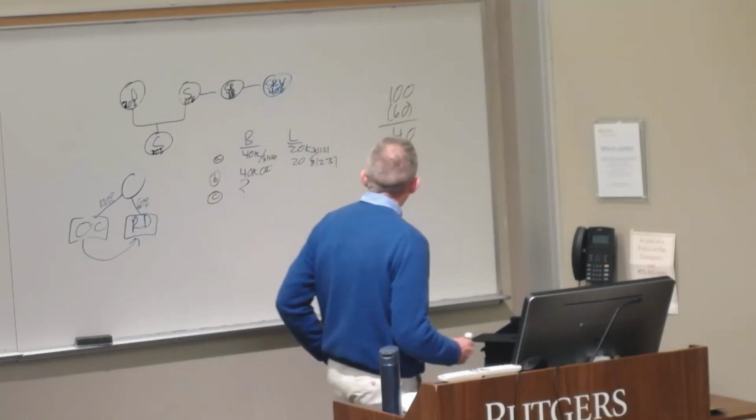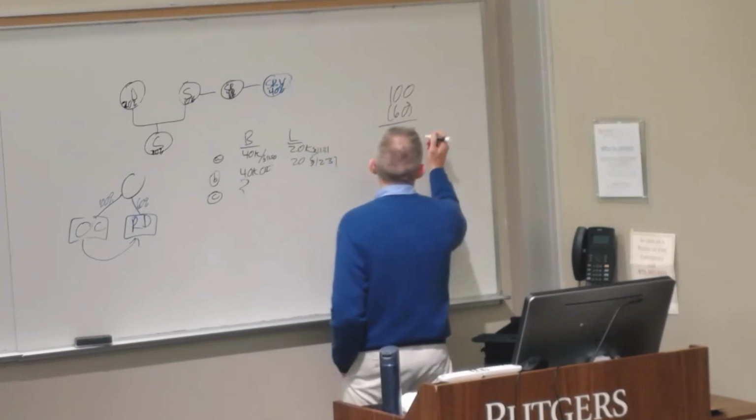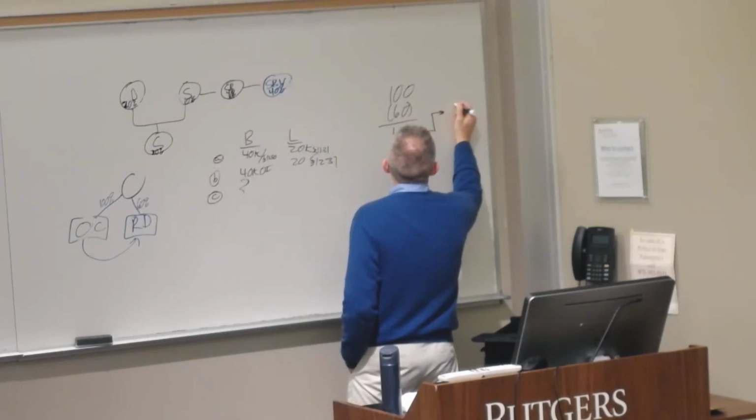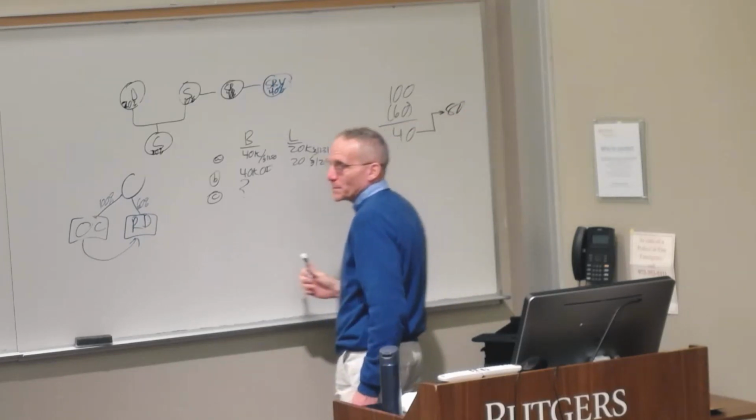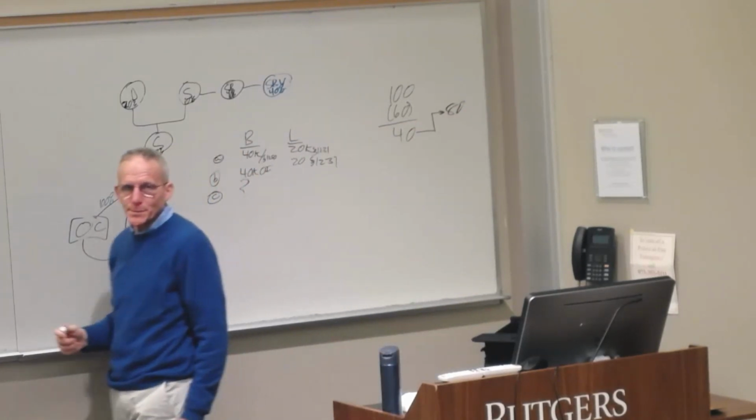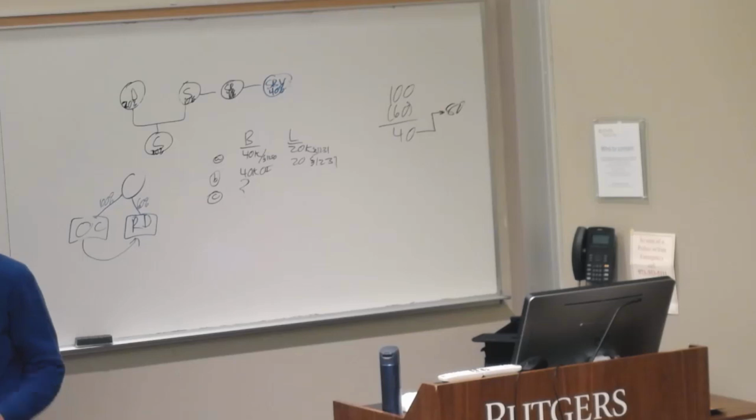So if we sell this for $80,000, we can compute the gain because you guys are all 1001 experts. The amount realized is 80,000. The adjusted basis is 40. The gain is 40. Agreed?